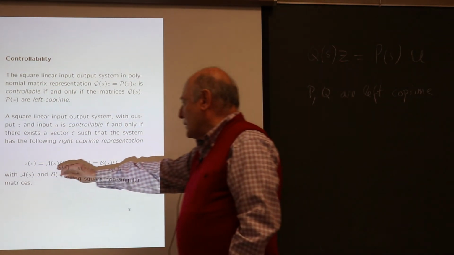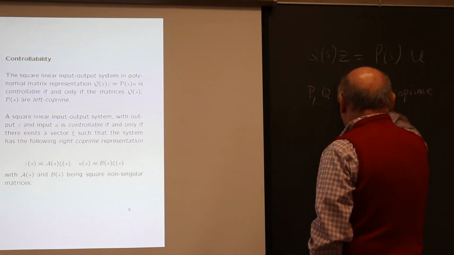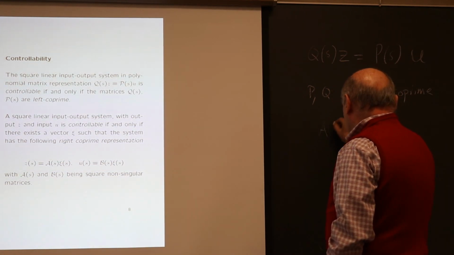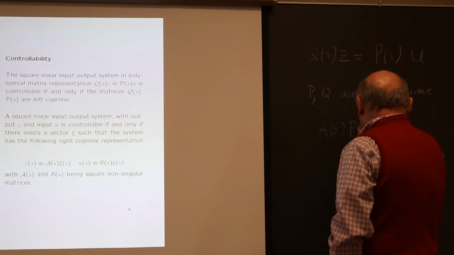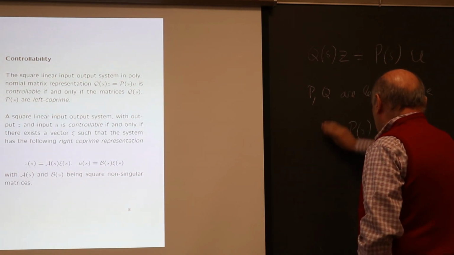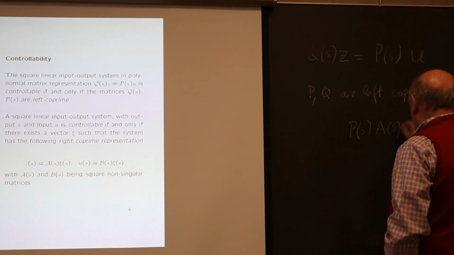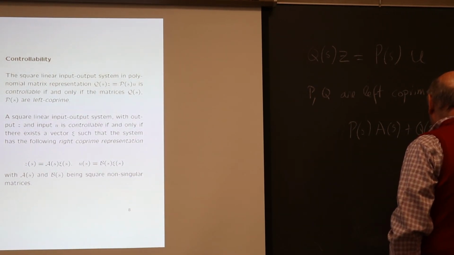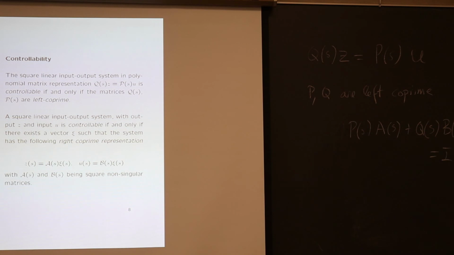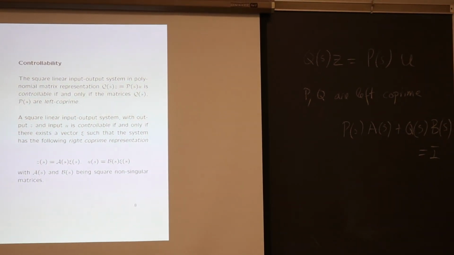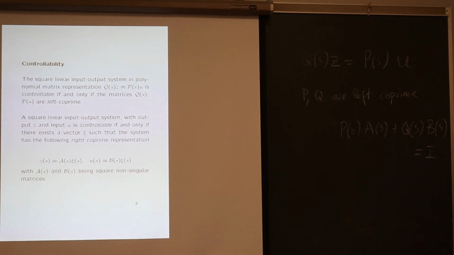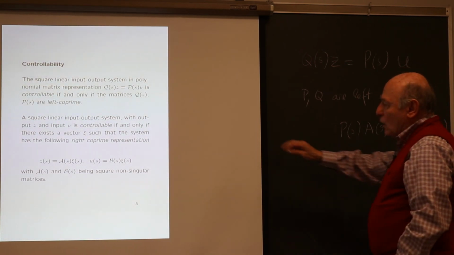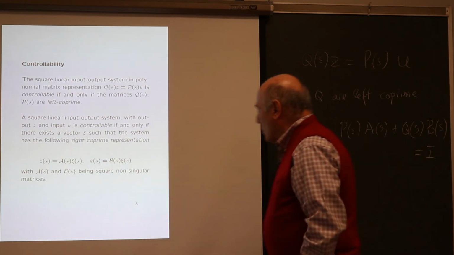If these two matrices P and Q are left coprime, then we can always find matrices A and B multiplied on the right, which give you the Bezout identity. And that is interesting, because then we can decompose this system in the following manner.